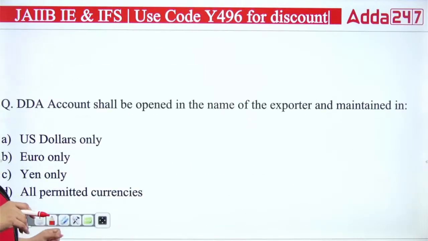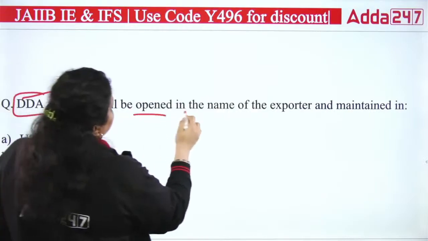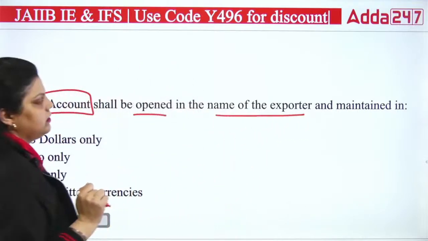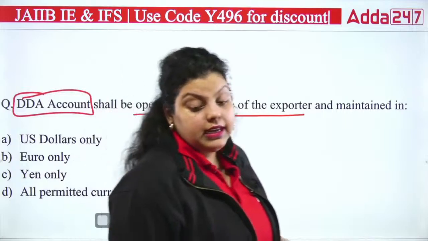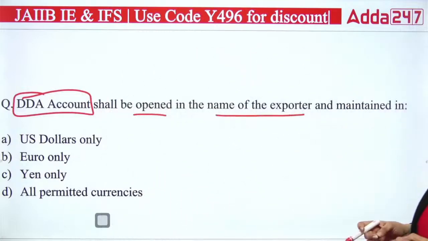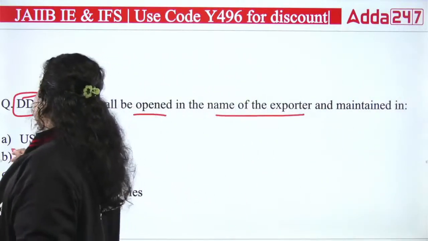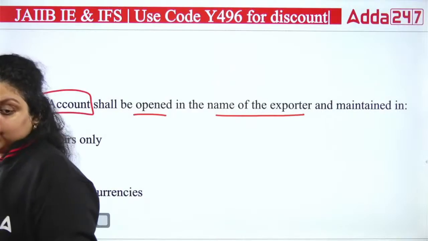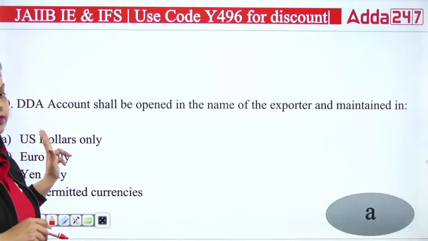Next question. DDA account shall be opened in the name of the exporter and maintained in which currency? US dollar, euro, yen, all permitted currencies. So what is a DDA account? It's a diamond dollar account. The full form itself indicates it's the diamond dollar account, and it is in US dollars only. The account will be in US dollars only. So DDA is the diamond dollar account which will be opened in US dollar currency only. So the right answer we have is A.